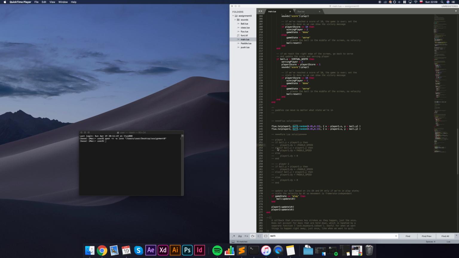And in the opposite case, if the y of the ball is greater than the y of player 1, then the dy of player 1 equals the paddle speed, meaning that the paddle will go down on the y-axis until it gets to the y position of the ball. As the ball is bouncing, it's always in motion, and the paddle will also be moving. And that's for player 1, and the same applies for player 2.